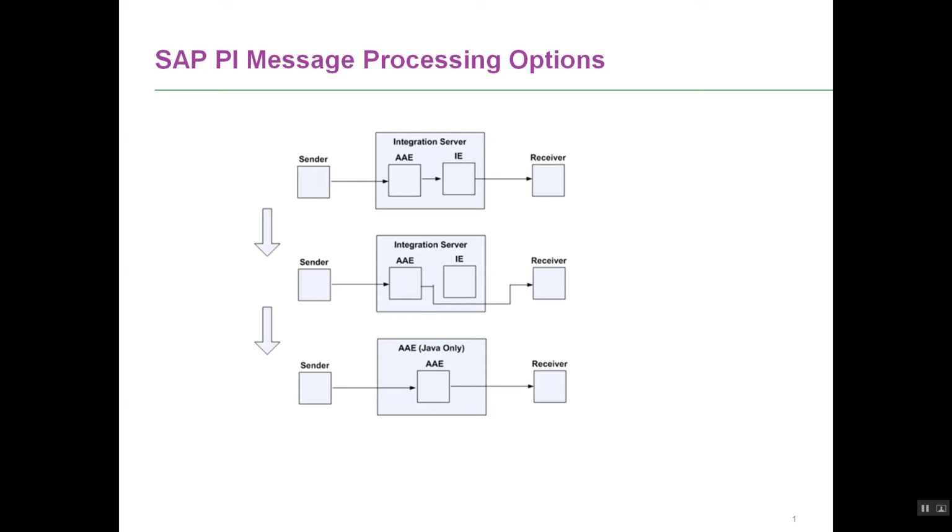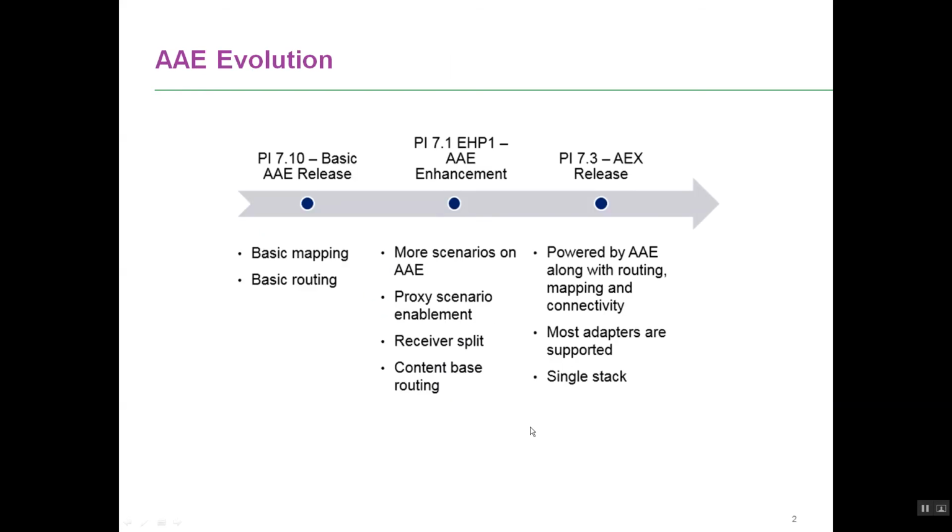Integrated configuration is supported both on ABAP stack and Java stack, whereas the classical configuration, the sender agreement, receiver determination, interface determination, and receiver agreement, is only supported on a dual stack installation of PI. Do not worry, we shall look at it. Okay. So how did this AAE evolve?